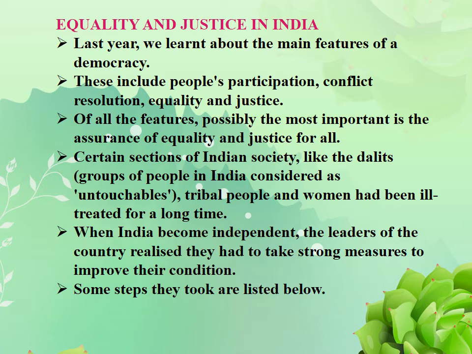Certain sections of Indian society, like the Dalits, that is the groups of people in India considered as untouchables, tribal people and women had been ill-treated for a long time. When India became independent, the leaders of the country realized they had to take strong measures to improve their condition. Some steps they took are listed below.